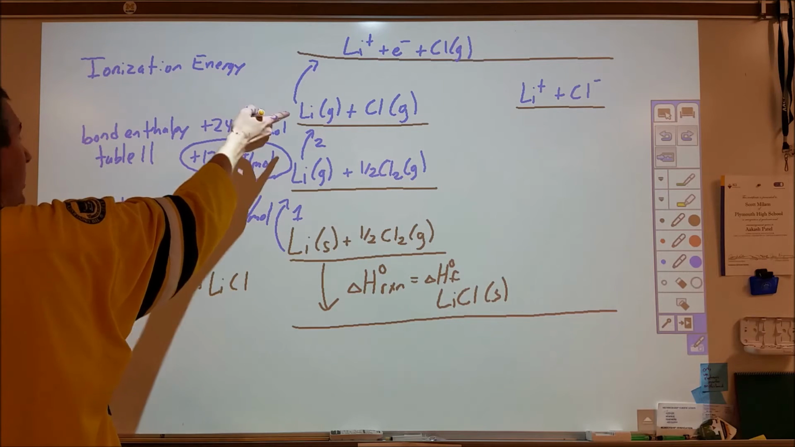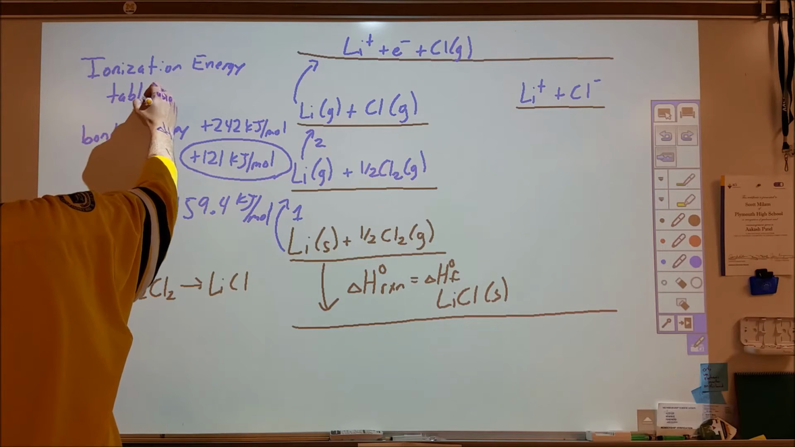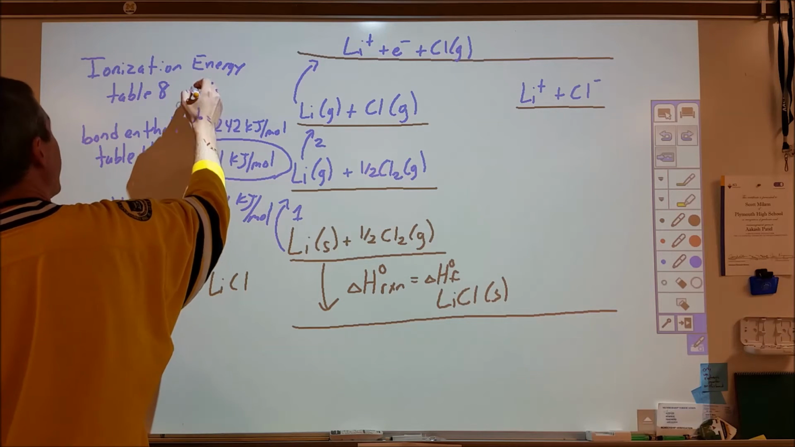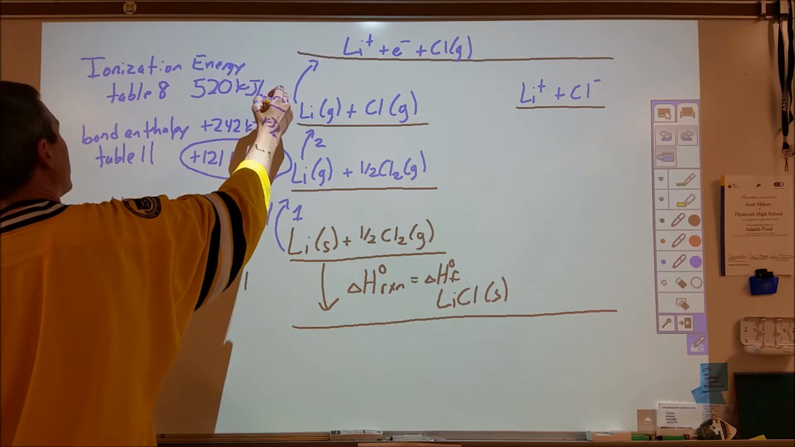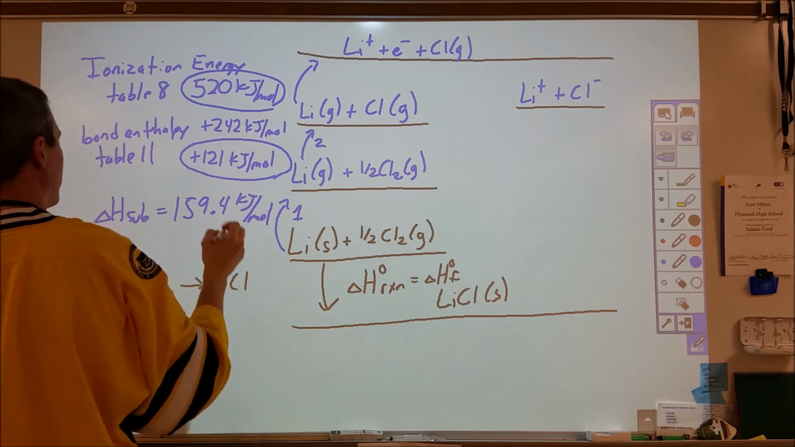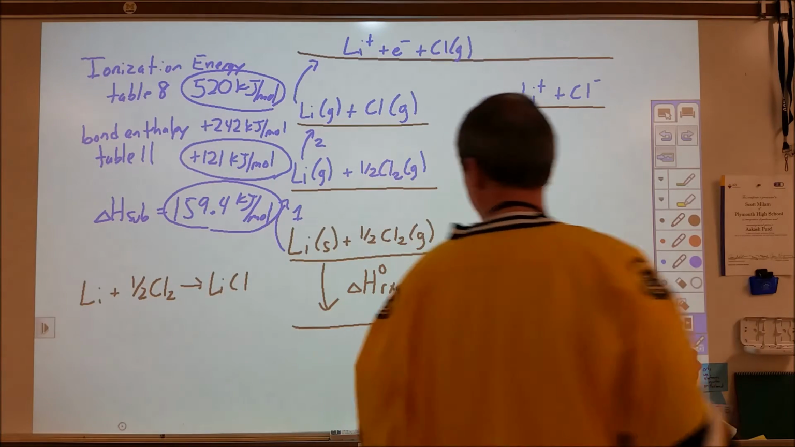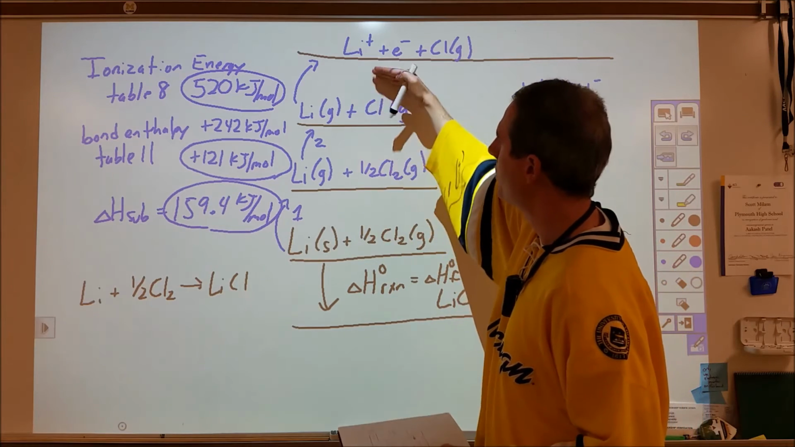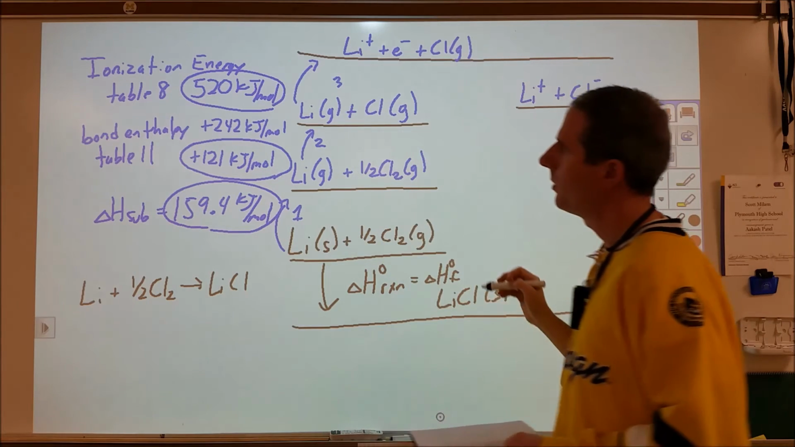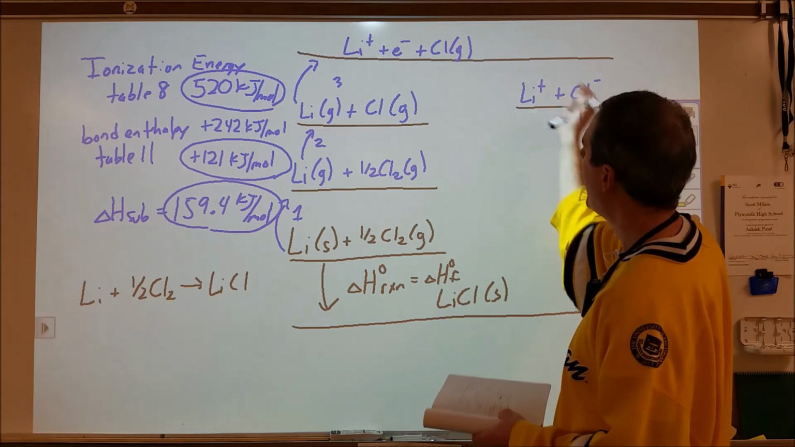And it's the first ionization energy of lithium, which is in table 8 in the data booklet. And that came out to be 520 kilojoules per mole. Okay. Now, all three of those things are endothermic processes, so we're increasing in energy between the first, second, and third step.